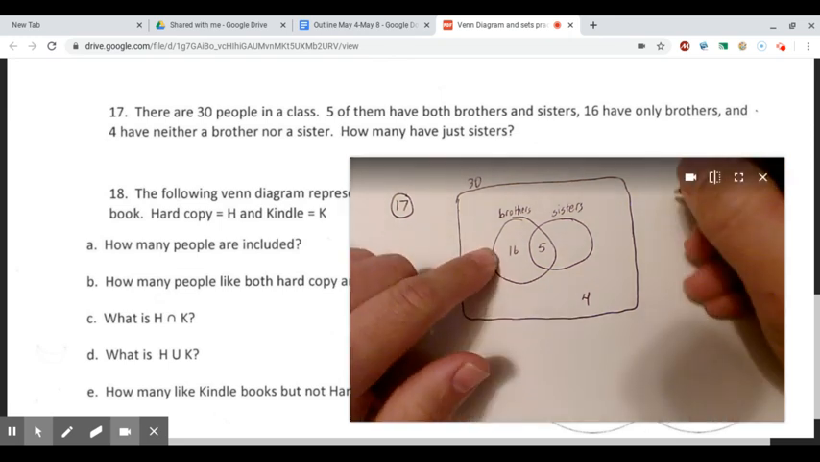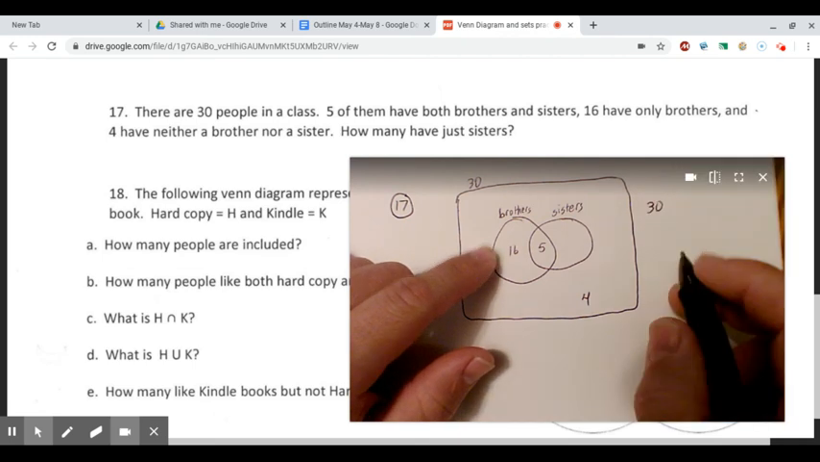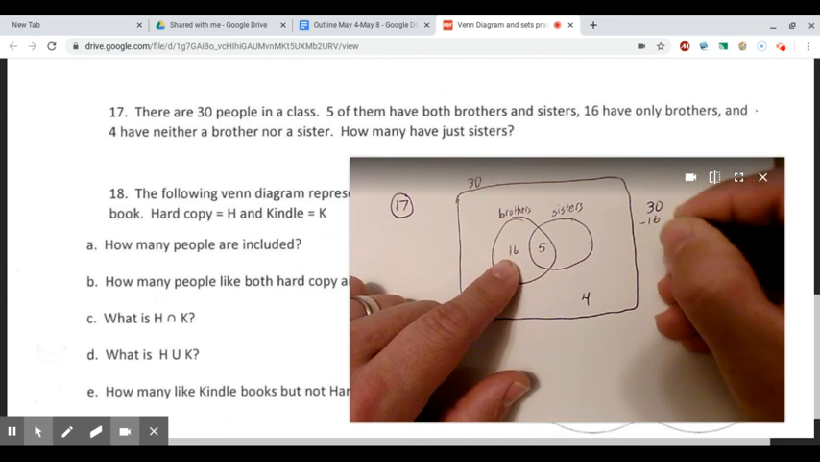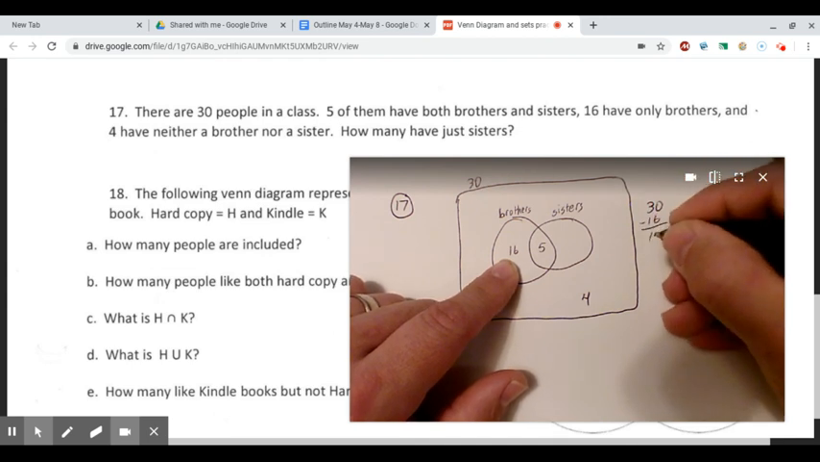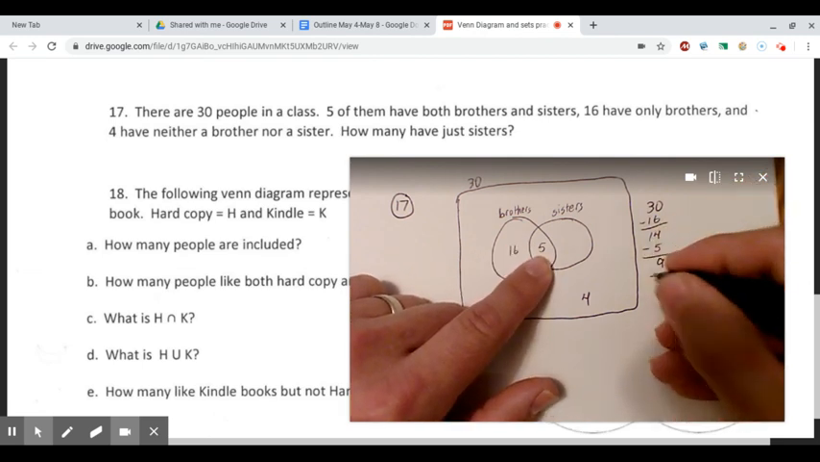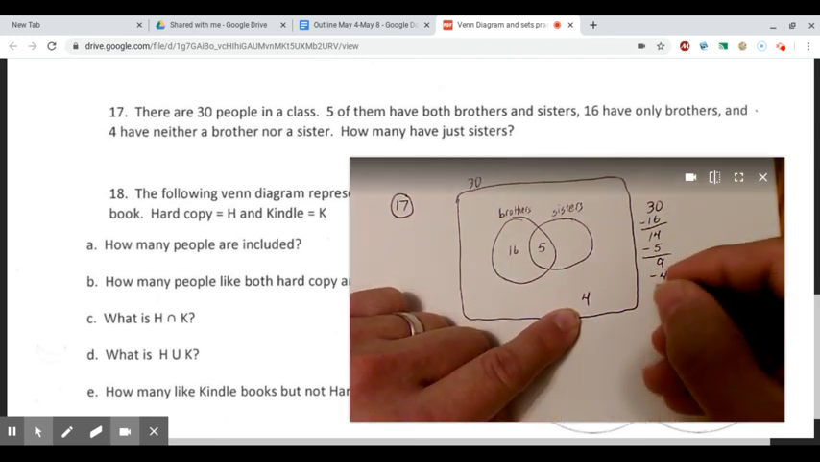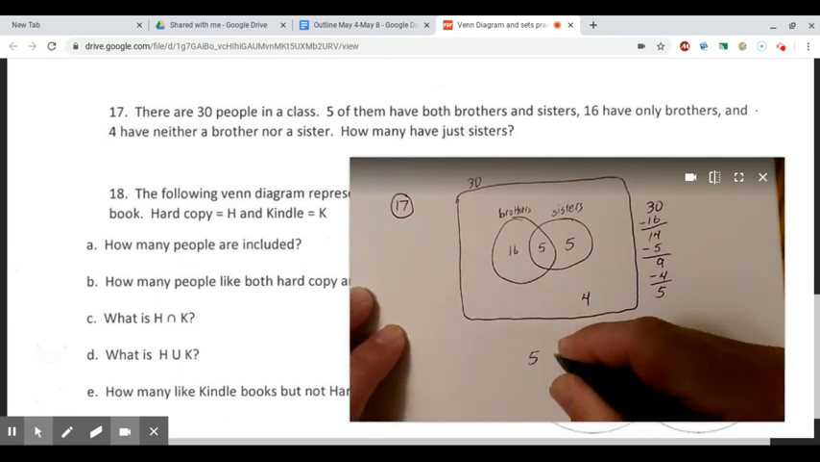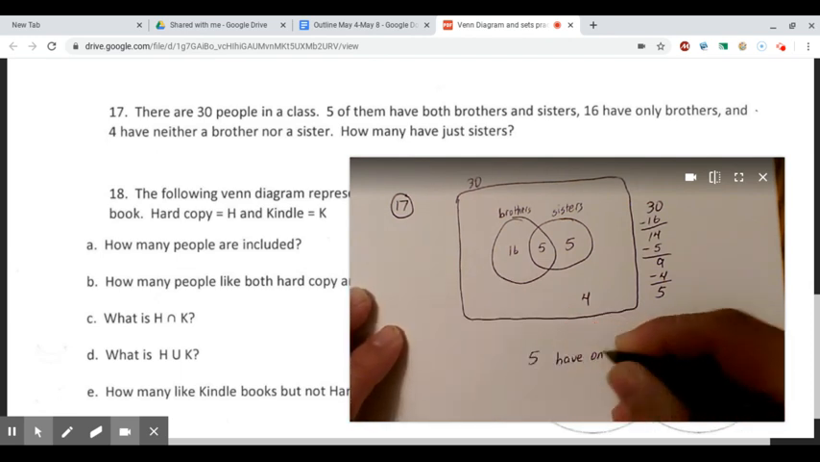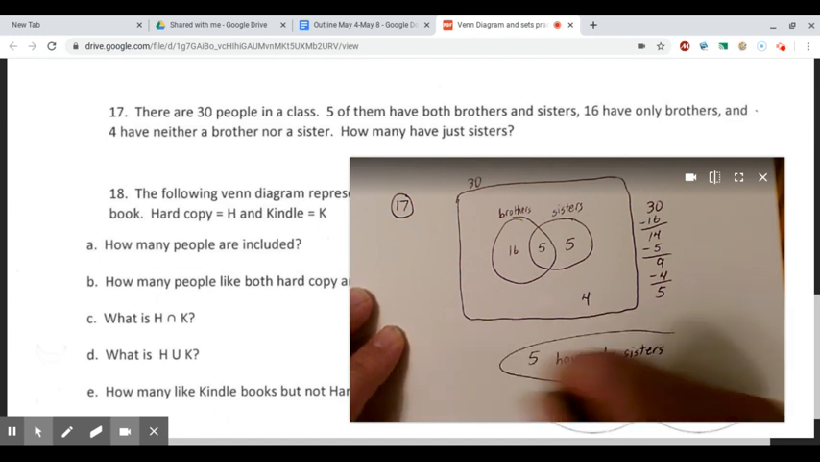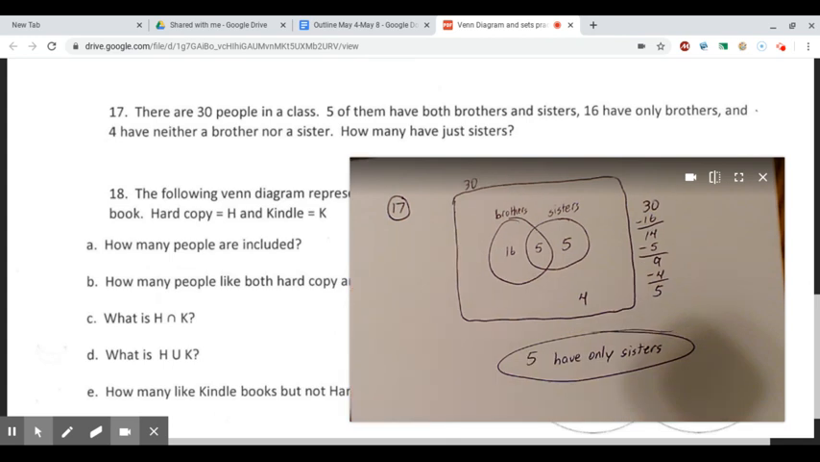To do that, I'd simply take the 30 people that's in the class, and I'm going to subtract away 16 that had only brothers. That leaves me with 14. I'm going to subtract the 5 that had both. That leaves me with 9. And I'm going to subtract away the 4 that had neither. That's going to leave me with 5 that must have had only sisters. So 5 have only sisters is my final answer.